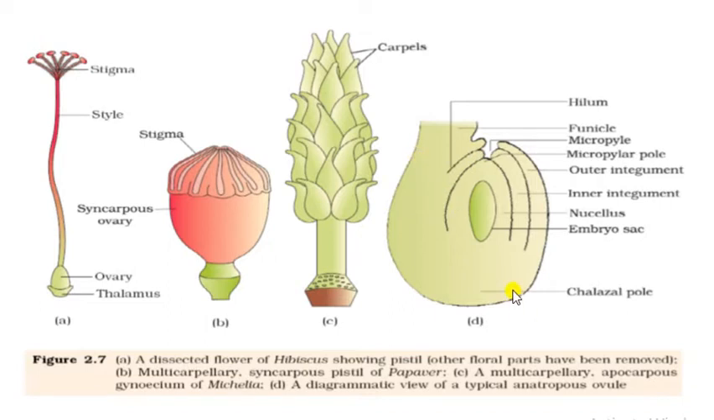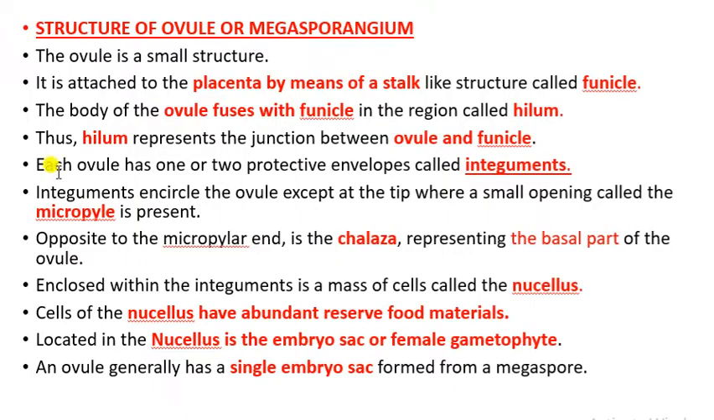Diagram D is an example of an anatropous ovule. It is a diagrammatic view of an anatropous ovule, where you can see the hilum, funicle, micropyle, micropylar pole, outer integument and inner integument. Inside there is the nucellus, then in the center there is the embryo sac, and at the bottom there is the chalazal pole. With this, we will go on to the structure of the ovule or megasporangium.